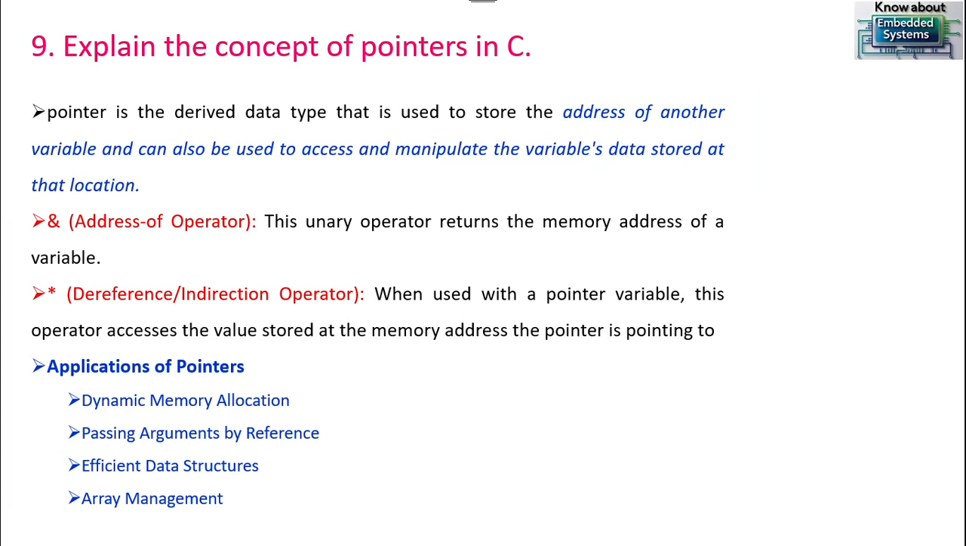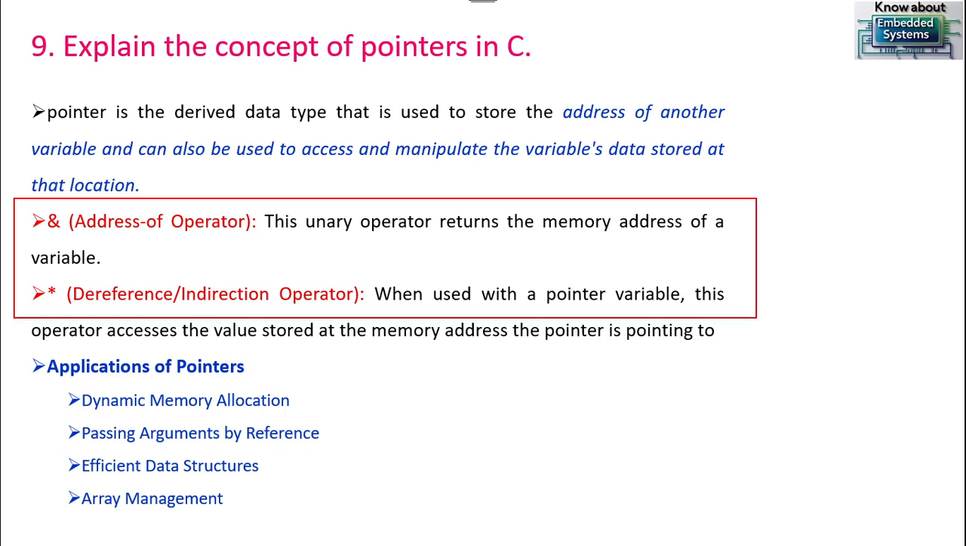And in order to store the address, how will we use pointers? Pointers are used with two different operators. One is called the address operator, that is the AND symbol, the ampersand. Using this symbol, we are going to store the address of another variable.